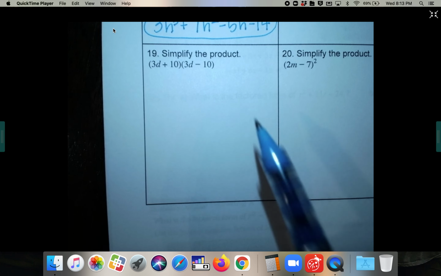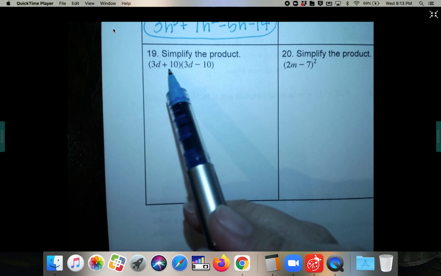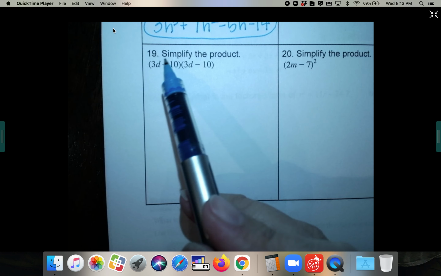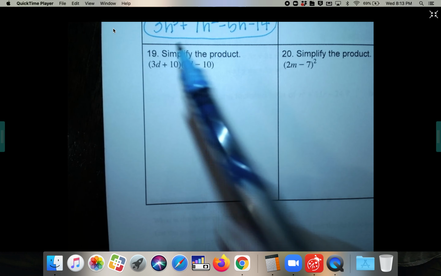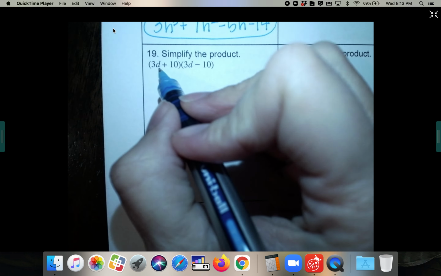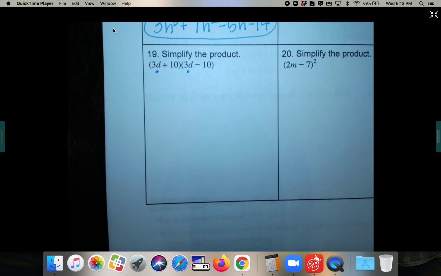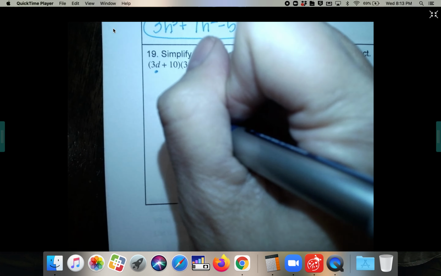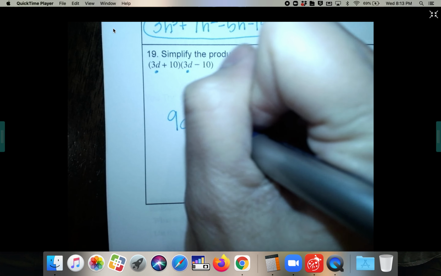We've got the same thing on 19 that we had on 18. 3d plus 10 and 3d minus 10 means that the outsides and the insides are going to cancel each other out. So all I really need to do is square the firsts and square the lasts. So 3d times 3d is 9d squared.